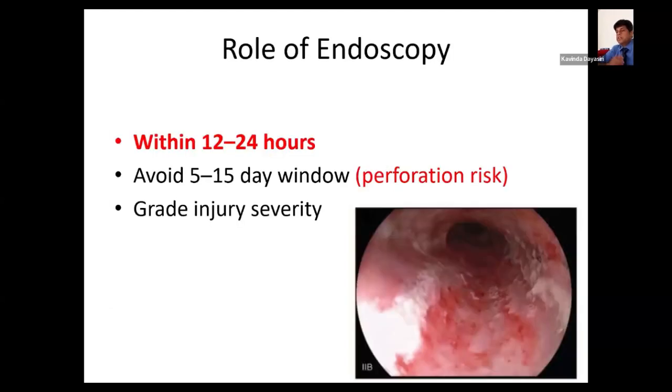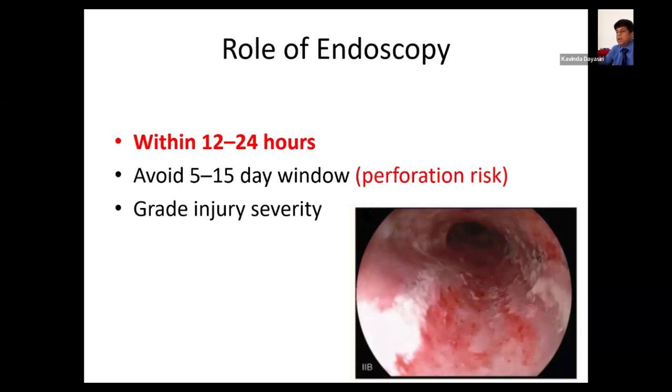And endoscopy has to be done early, for the same reason I told, to prevent iatrogenic injury. It has to be done within 12 to 24 hours, and especially avoid the 5 to 15-day window. Later on, you might want to do endoscopy to assess the strictures, but this is not the time period because the necrosis is still actively ongoing. So it's better to avoid doing an endoscopy during this period.